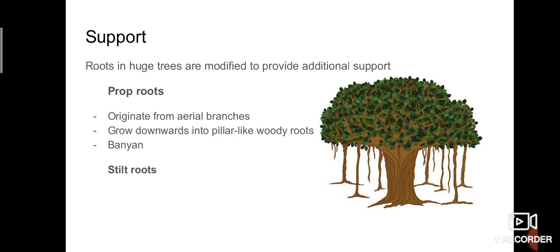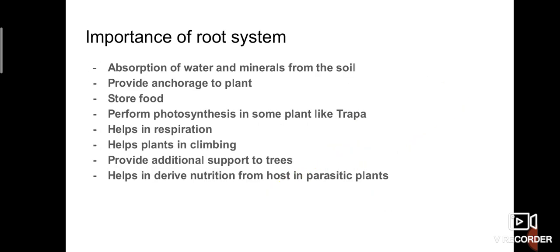So certain roots originate from the stem base, and they grow obliquely and penetrate into the soil. That is, they grow laterally and penetrate into the soil. Those roots are called stilt roots. So stilt roots are nothing but they originate from the stem base. But prop roots, they originate from the aerial branches. If they develop from the branches, those roots are prop roots. If they develop from the base of the stem, they are stilt roots. The main function is to give the stability. Okay, so now we are going to see about the importance of the root system.